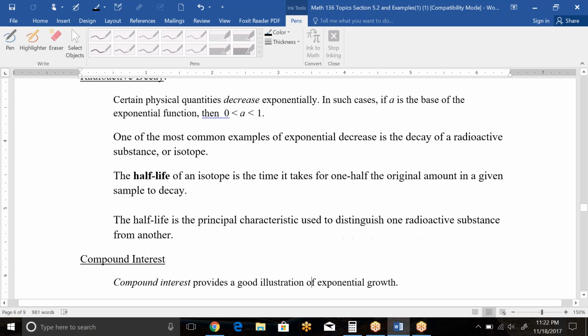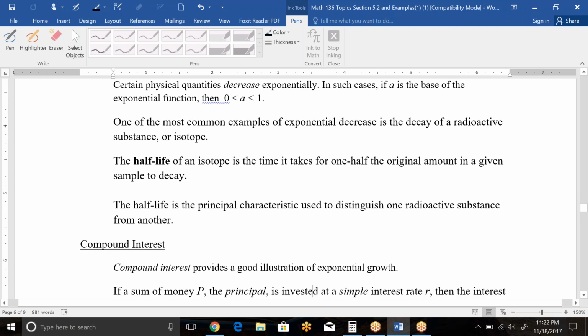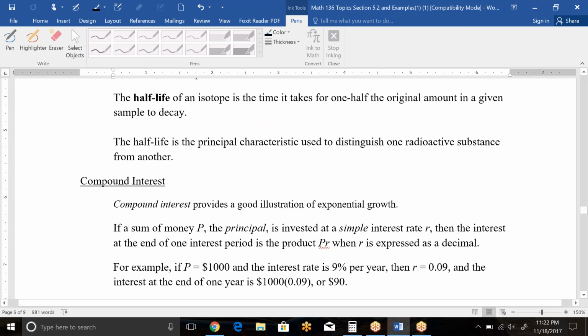One of the most common examples of the exponential decrease is the decay of radioactive substances or isotopes. The half-life of an isotope is the time it takes for 1/2 of the original amount to decay. So if you had 100 milligrams of something radioactive, we want to know how long did it take to get it to 50 milligrams. And that's the principal characteristic used to distinguish one radioactive substance from another, is how long does it take to decay half of the way.